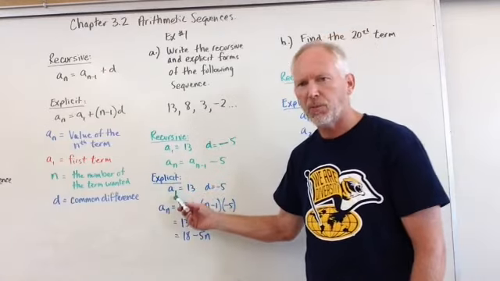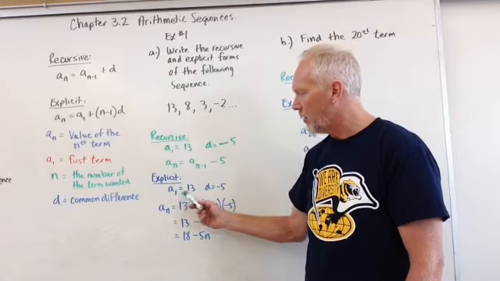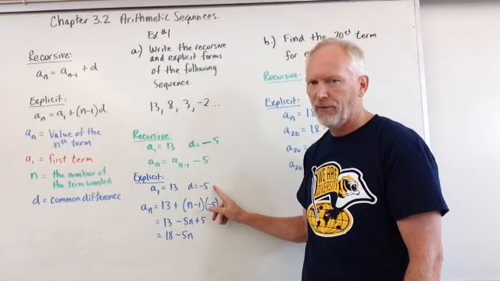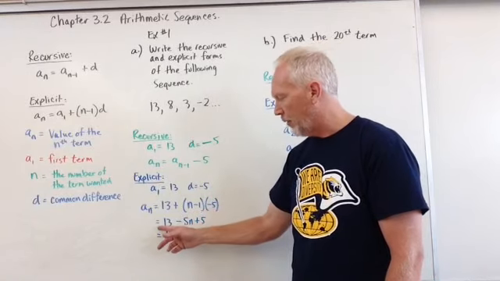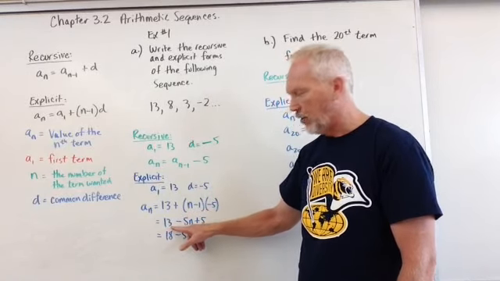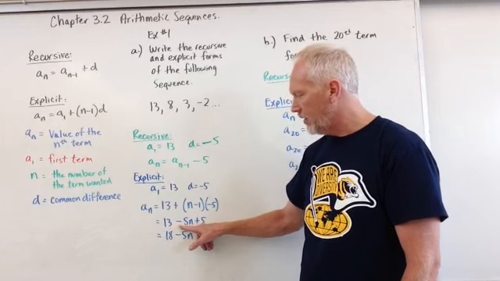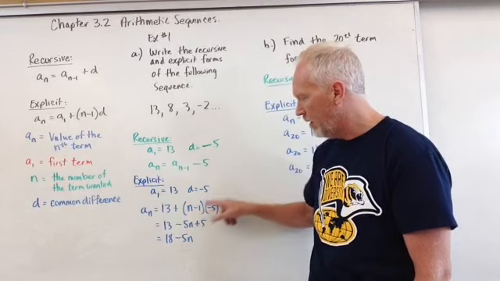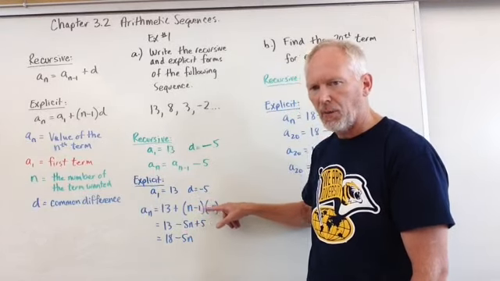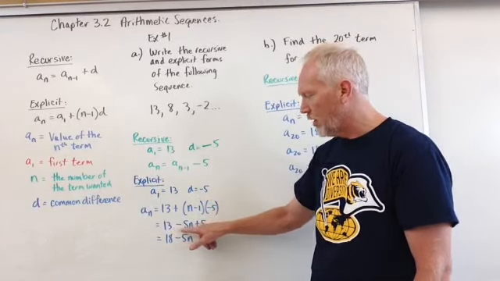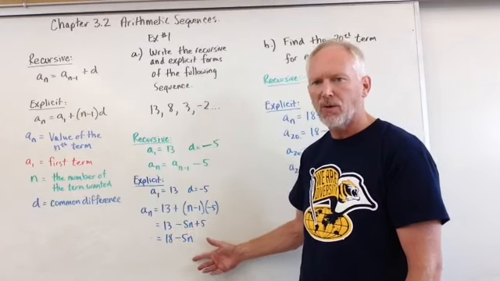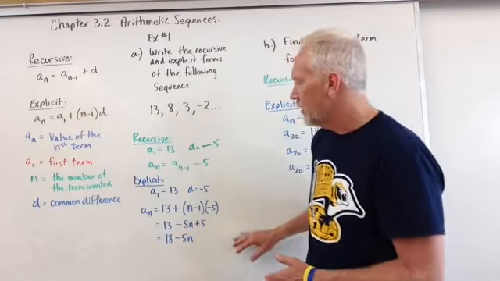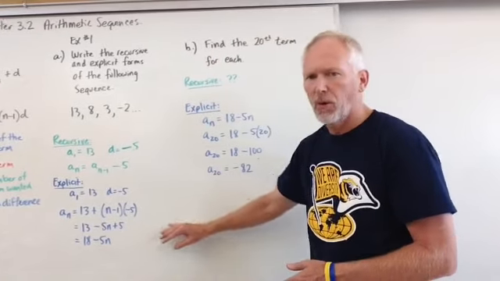All right, if we're doing an explicit formula, again, we know a sub 1 is 13. Our common difference is negative 5. And we fill in the rest. A sub n is 13 minus, now what I did was I distributed the negative 5, so negative 5n. Negative 5 times negative 1 is positive 5. So we get 13 minus 5n plus 5. We simplify, we get 18 minus 5n. All right? Let's continue with part B.